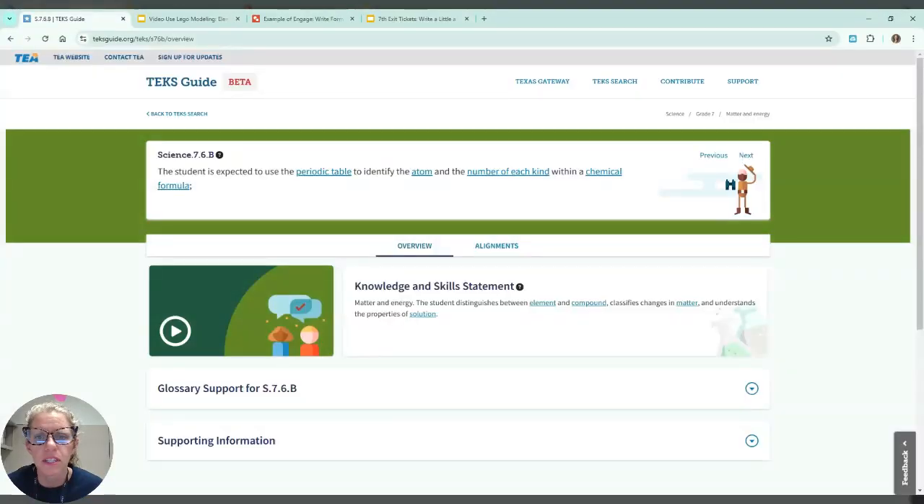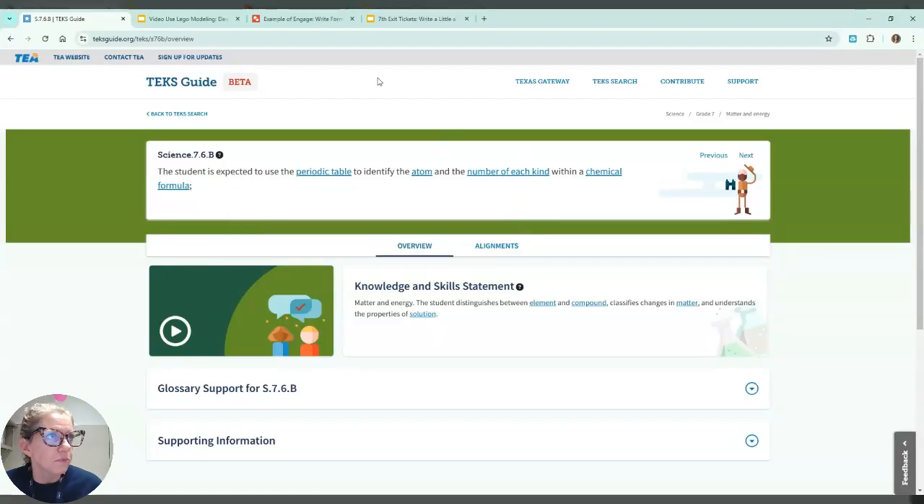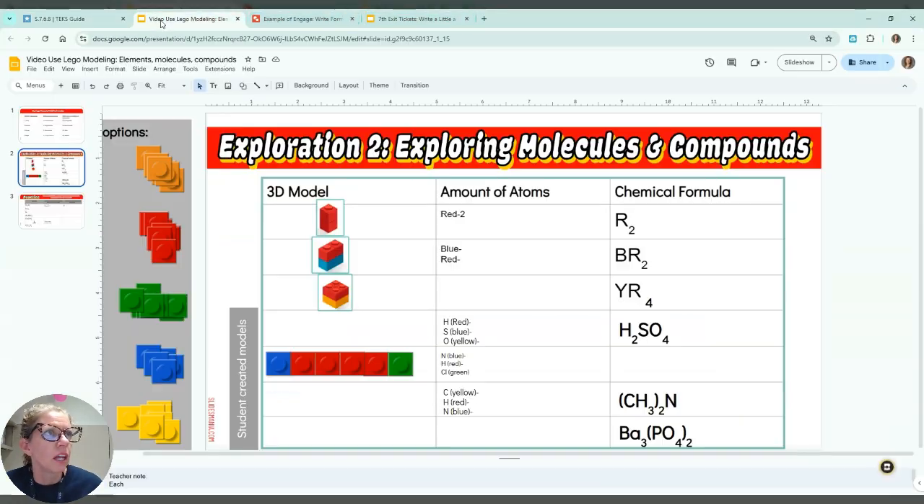Okay, for 7.6b, we are looking at the number of each kind of atom in a chemical formula, and they do note that students should be able to use subscripts and parentheses when identifying elements and figuring out how many atoms of each element there are. So this is when at our training we used Legos or snap beads or M&Ms. We used all those things to model chemical formulas so students could build them.